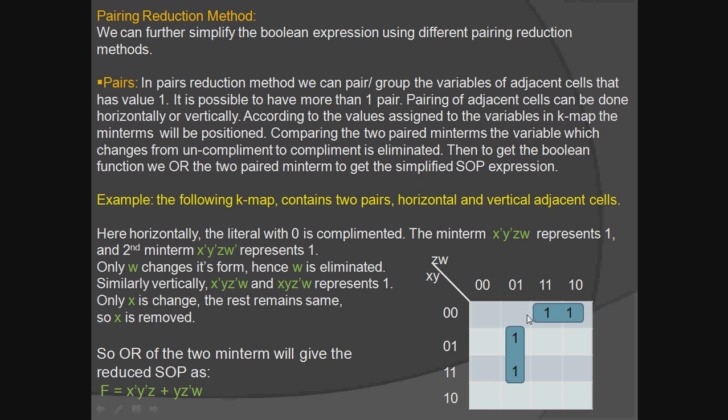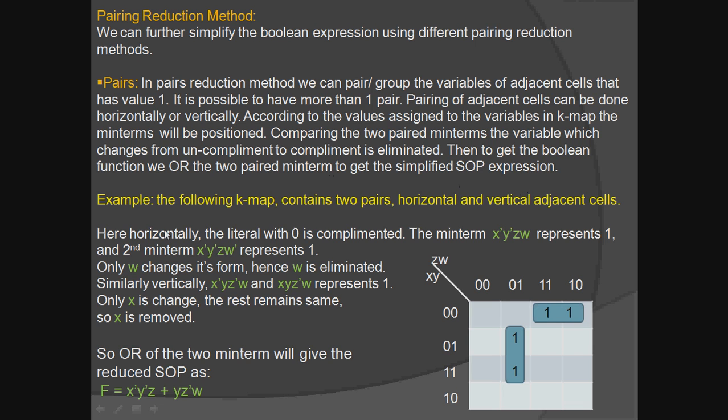So when you compare the two min terms, the variable which changes form, that means which becomes complemented, gets eliminated. So to get the Boolean function, we OR the two paired min terms after the variable gets eliminated. In pairs, only one variable gets eliminated. So after we form the two paired min terms, they get ORed to get the simplified SOP expression.